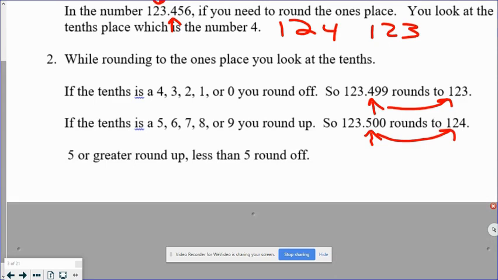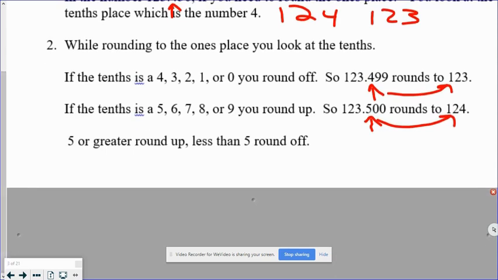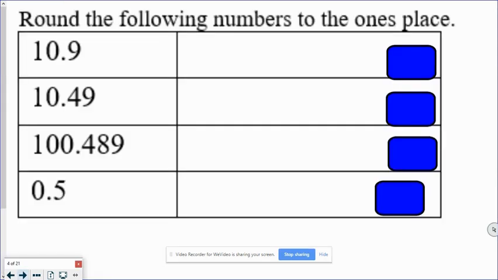Again, most students do seem to know about rounding rules. So again, if it's 5 or greater, you round up. If it's less than 5, you round off. So let's do some rounding. We're going to go to the ones place with all of these.